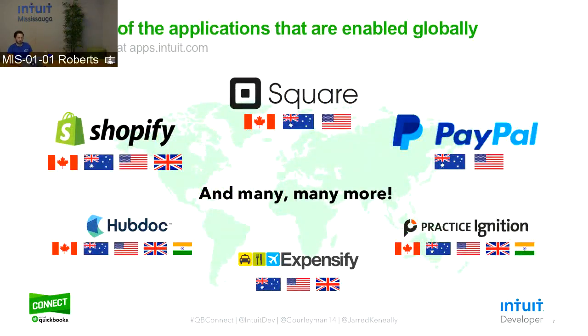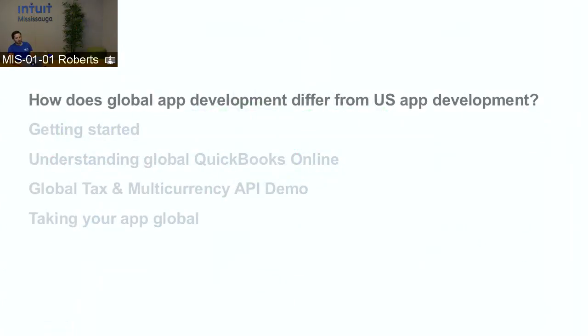Many of our partners and developers started out in the U.S. only, and then enabled their application to work worldwide. And here's a few examples of some of the big players and where they're published. So now let's introduce how global app development differs from U.S. app development. It's important to understand that you have to look at everything involved in building and launching an app, since there's a lot more to it than just writing code and turning it on.